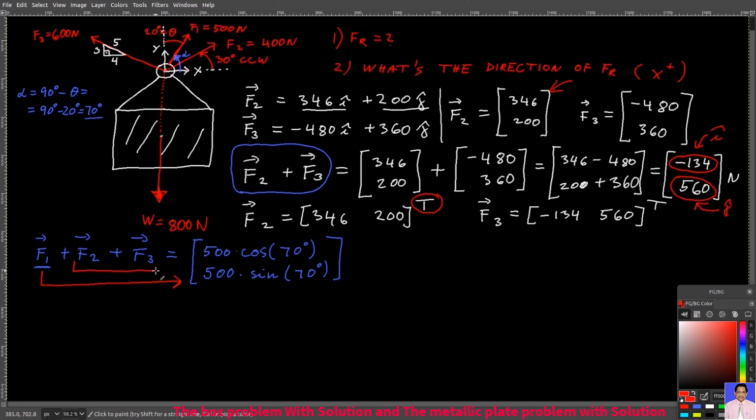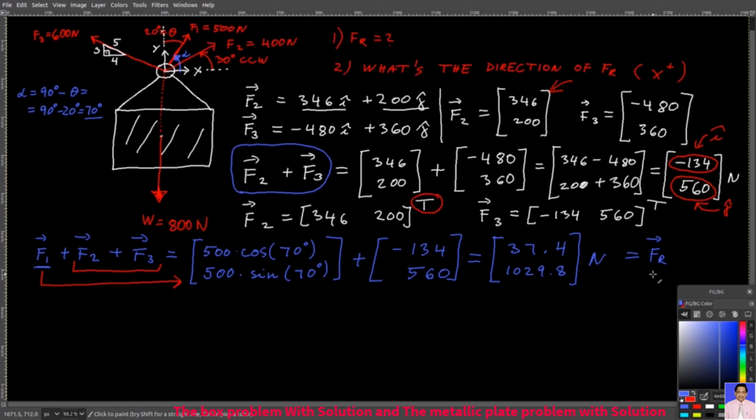And I already know what f2 plus f3 is. It's this one here. So I'm just going to put here plus, and then this sum. And if I add everything up, then I will have 37.4 and 1029.8 newtons. That's my FR. And now to get its magnitude, that's very easy. You use the Pythagoras theorem, 37.4 squared plus 1029.8 squared, and then I square root it like this. That will give you, more or less, 1030 newtons.